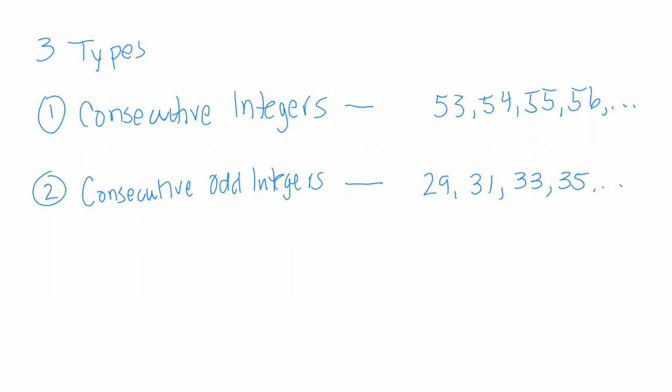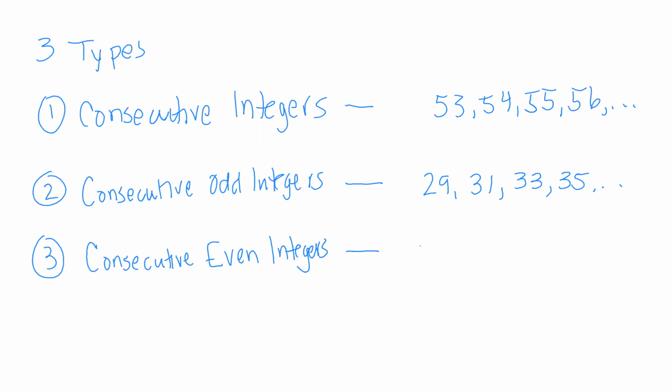Okay, so notice here, instead of incrementing by 1 like we did with just regular old consecutive integers, here we actually are incrementing by 2. We're skipping those even numbers that are in the middle. The third type of consecutive integer problems that you'll see at this point in your math class would be consecutive even integers.